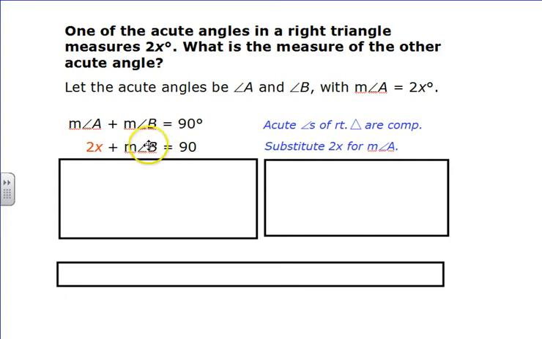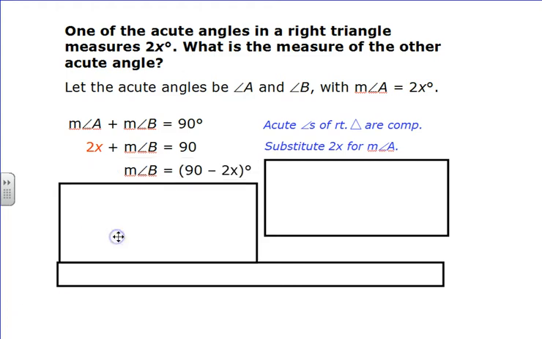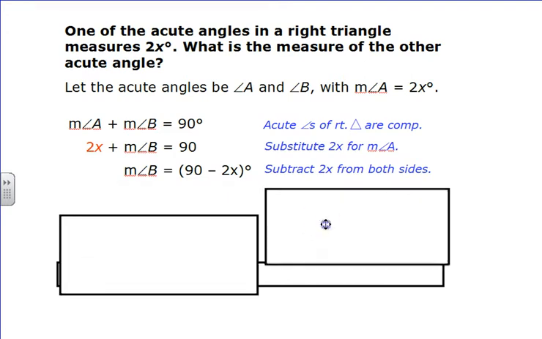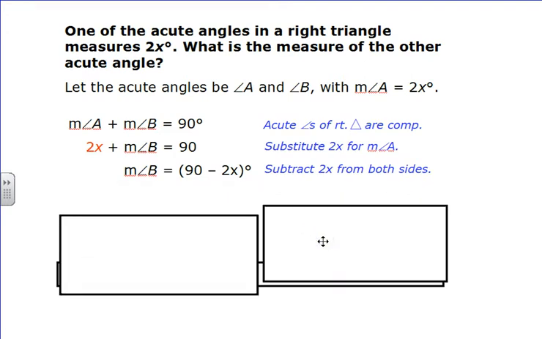But it says it's a right triangle, so we know that one angle is 90. You could say it that way as well. But what do you do to isolate the measure of angle B? Subtract, right? And there's your expression for the unknown angle. Okay? That's it. If we knew what x was, we could now give a value, but we don't. So there's your expression for the other acute angle.